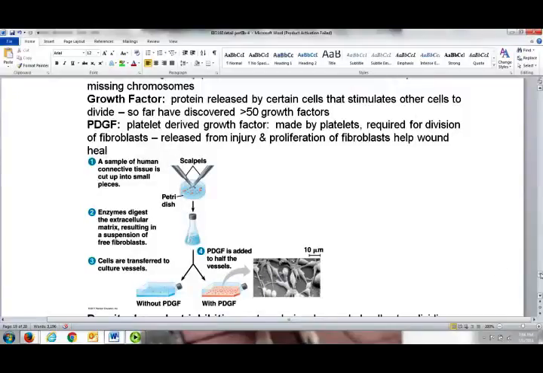Growth factor is a protein released by certain cells that's going to stimulate other cells to divide. So far, we've discovered more than 50 growth factors. One example is PDGF, the platelet-derived growth factor. It's made by the platelets. This is required for the division of the fibroblasts. So this gets released from injury, and then you'll have proliferation of the fibroblasts to help with the wound healing.